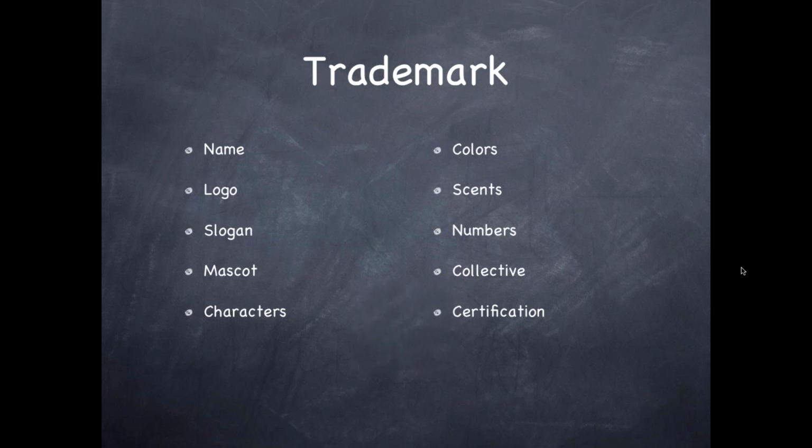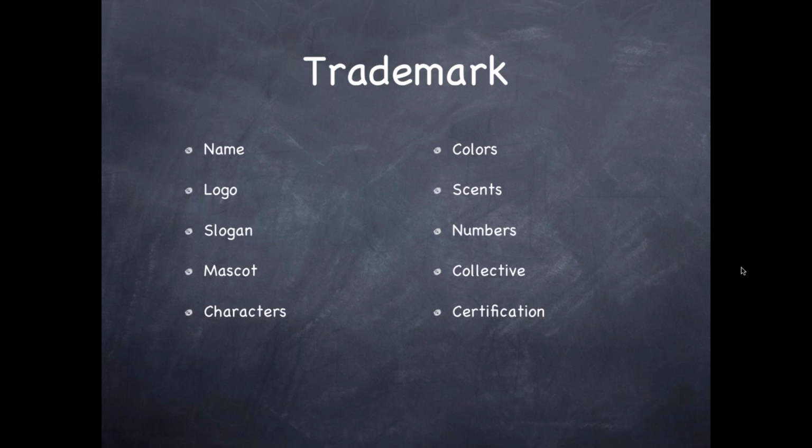We also look at scents. With scents, we're looking at fragrances, which can be protected under trademark. Those of you in the music side of the world, it seems like every single person who is a performer has some sort of a fragrance at some point in their career nowadays. Numbers can be protected. Again, sticking in the music space, 311 is a great example of numbers being protected. And then our last two categories are collective and certification marks.